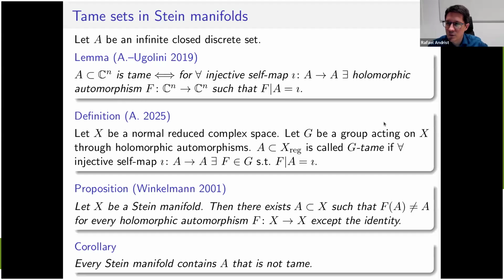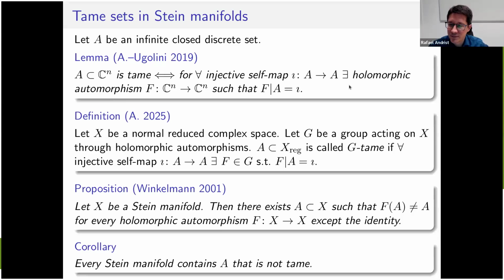Is it on my side or is it frozen? It is frozen. So something happened with the connection. Can you hear me now? Yes, now I can hear you.